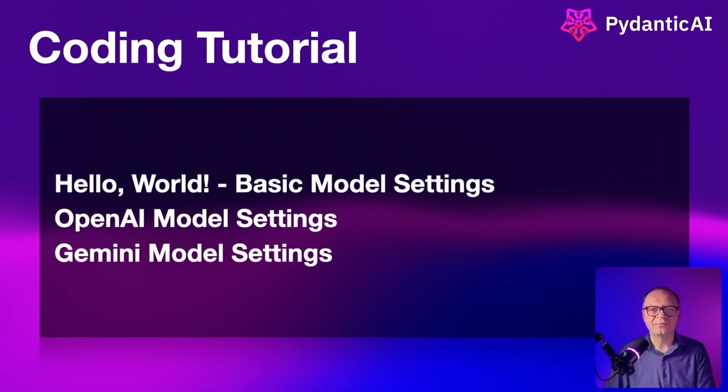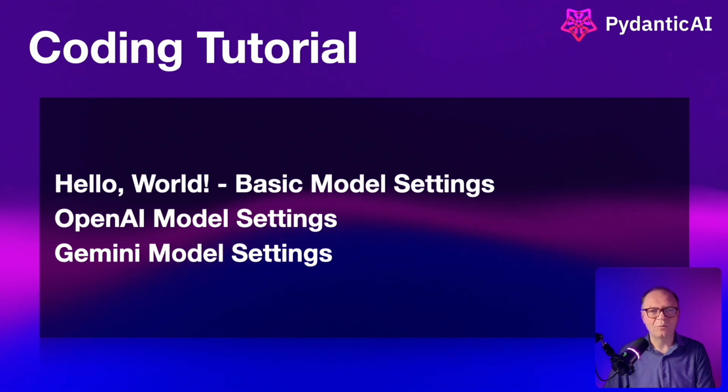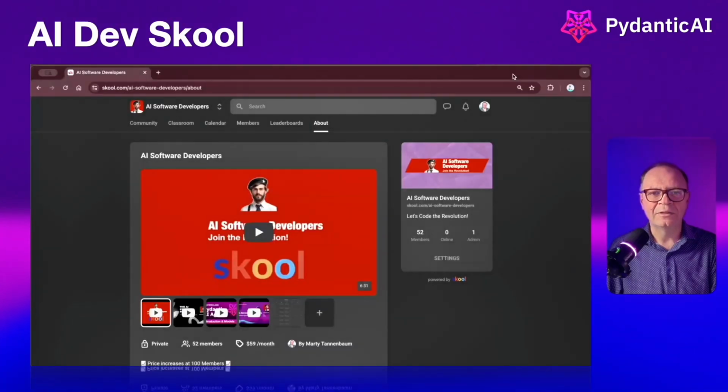Today, we'll work on 3 great examples, starting with a hello world, then moving on to more complex examples and looking into model-specific settings for OpenAI and Gemini models. We will cover most of these settings, but as always, if you're working on a specific problem or need tighter adjustments, please check the latest documentation. Let's dive in.